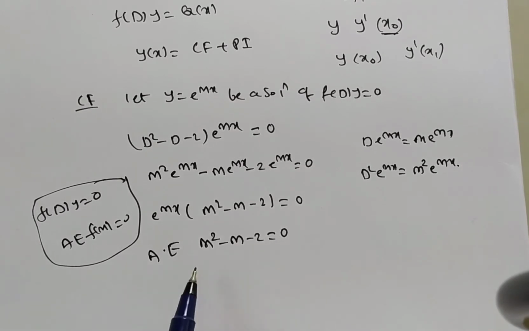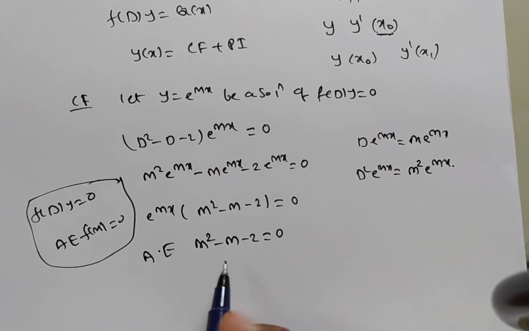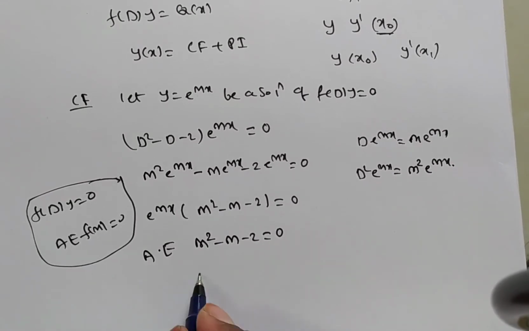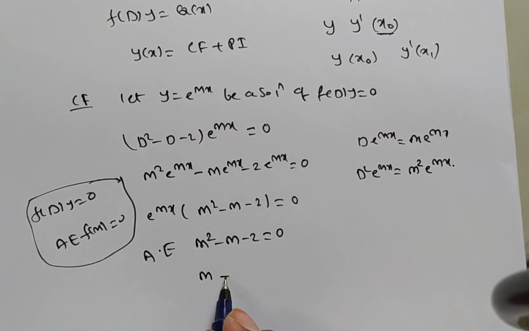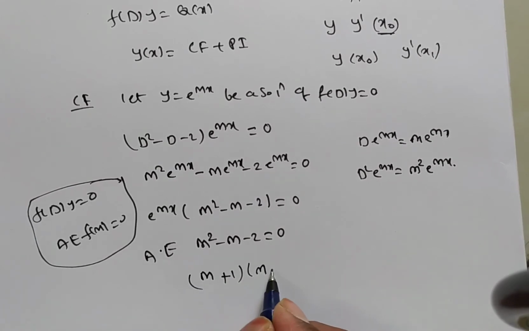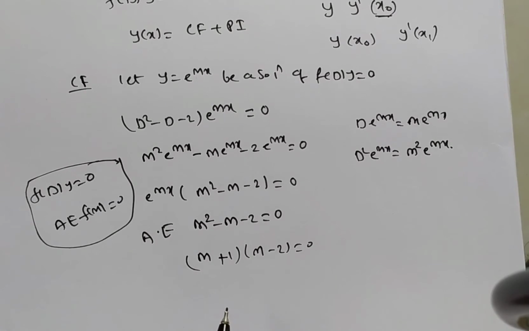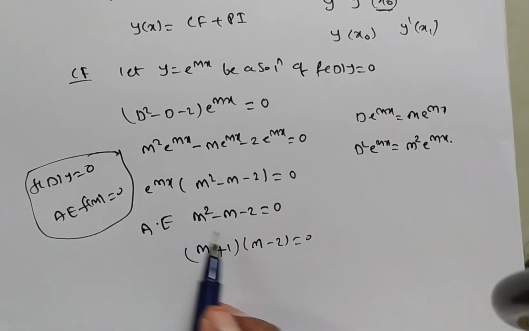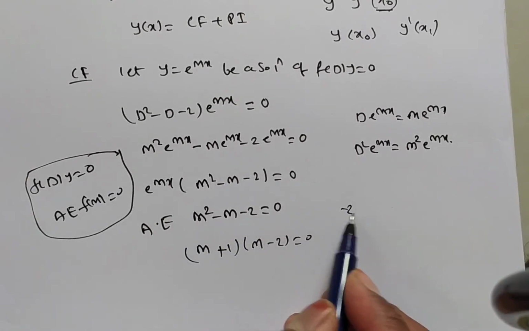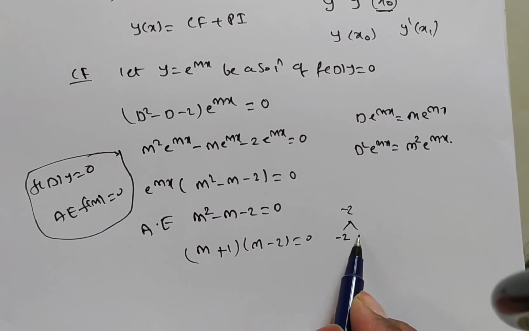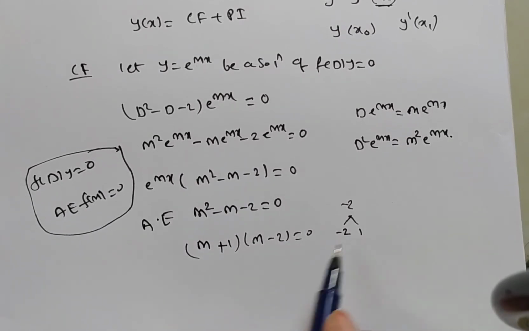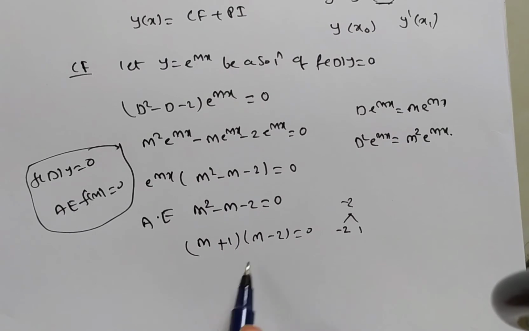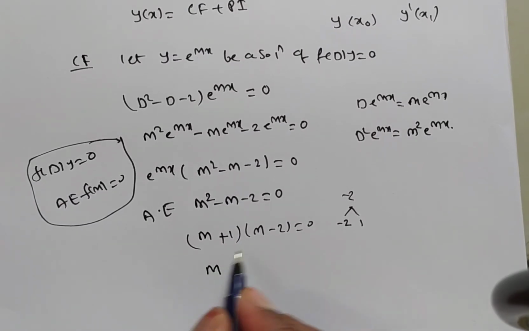Now we have to find out the roots for this. This quadratic expression you can write as m plus 1 into m minus 2 is equal to 0, a product of two linear factors. Minus 2 you can write as minus 2 into 1, and minus 2 plus 1 is nothing but minus 1. Then the roots for the above equation are m is equal to minus 1, 2.